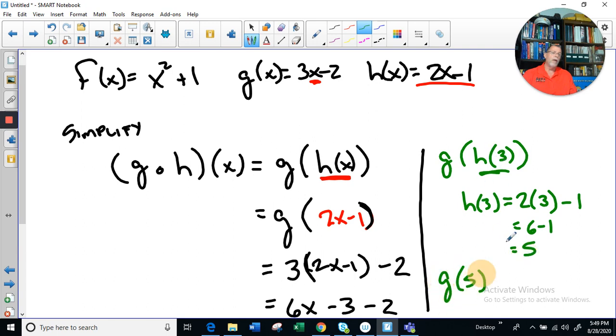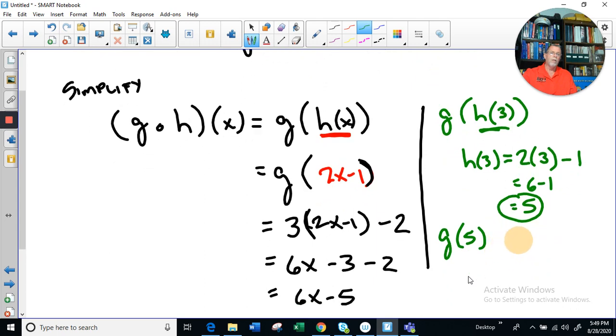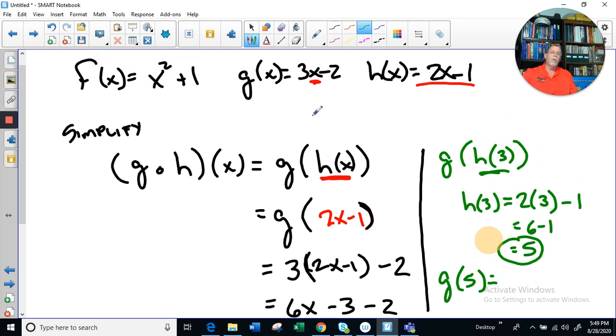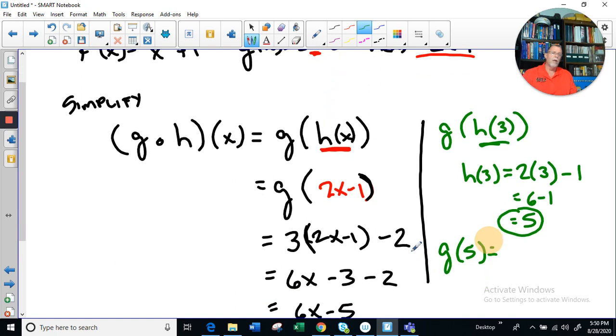We did h of 3. h of 3 was 5. So I need g of h of 3. That's g of 5. All right, this is the more specific case rather than the general case with the x's. So g of 5, what do we do with g? Well, g told us to multiply everything that is our x by 3 and then subtract 2. So I'm going to say 3 times my value of h of 3, which is 5. That's my new x. And then minus 2. So this would be 15 minus 2, or 13.